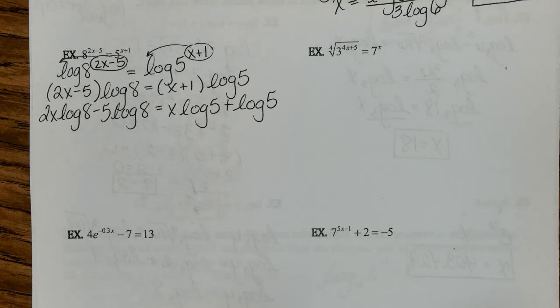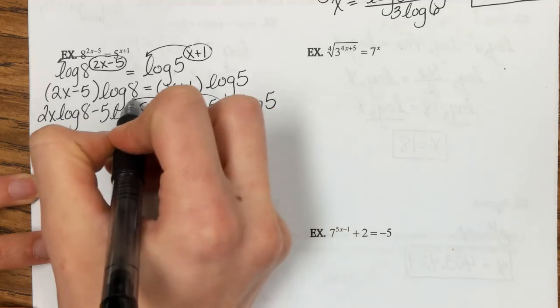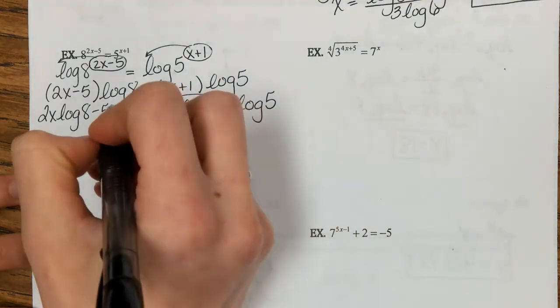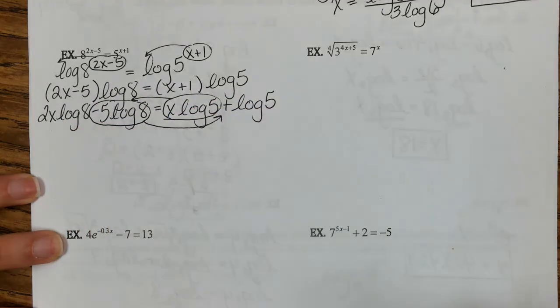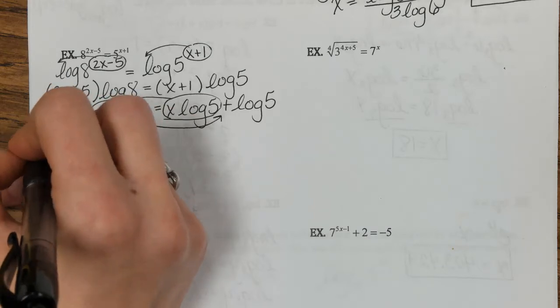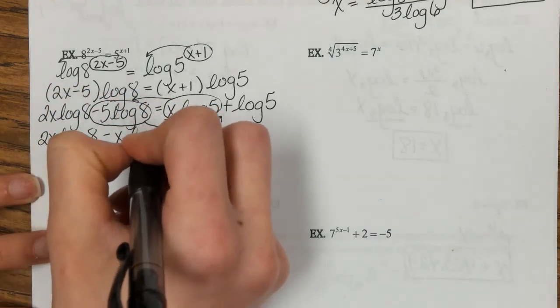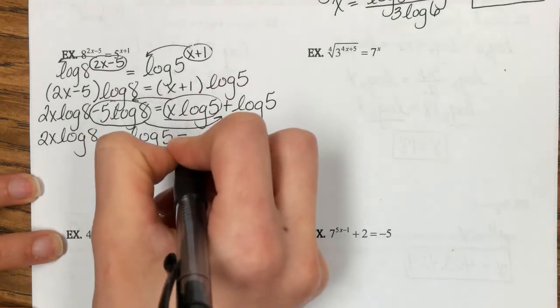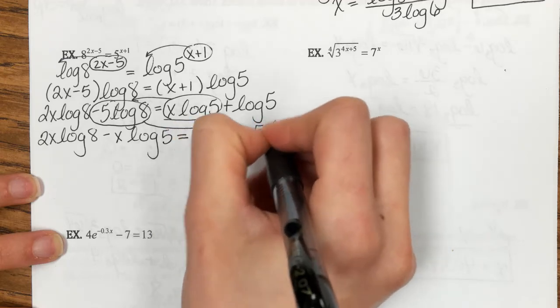Okay? I need my x's on one side, everything else on the other. So I'm going to take this x log 5, subtract it to get it over here. And I'm going to take this negative 5 log 8, add it to get it over there. Alright, so I'm going to have 2x log 8 minus x log 5 equals log 5 plus 5 log 8.